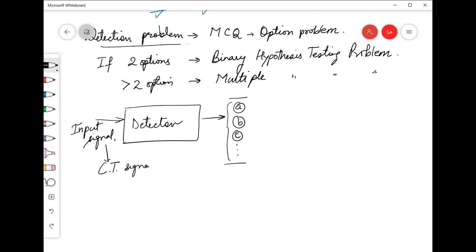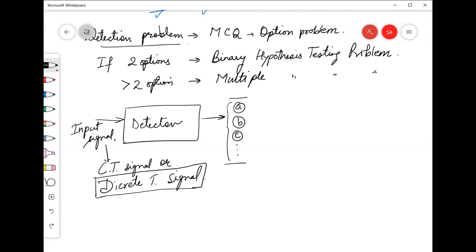Or it could be a discrete time signal. Because of the advent of digital processors, we are mostly working on digital signals or discrete time signals. So we will look at these signals by and large.